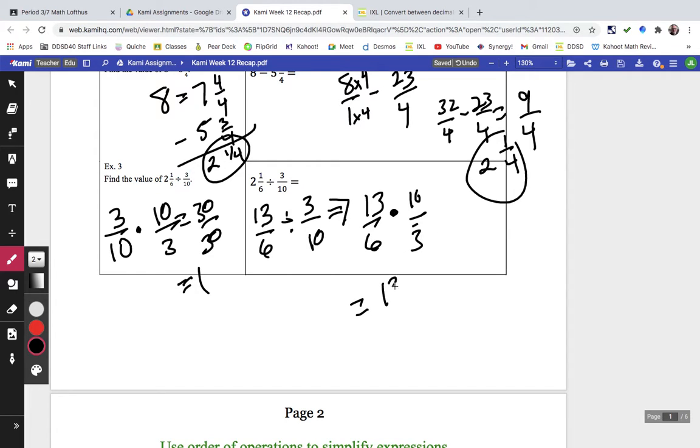So this is equal to 130/18. Let's see if we can pre-simplify here a little bit. 2 goes into 10 5 times, 2 goes into 18 9 times. So we could simplify that to 65/9. 9 goes in there 7 times with 2 left over. 7 and 2/9.